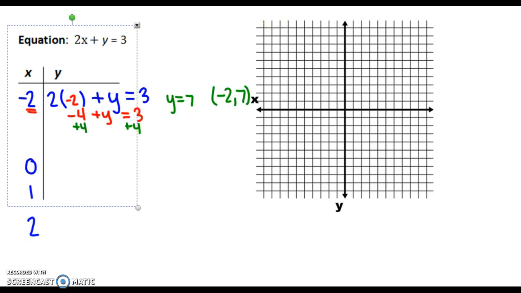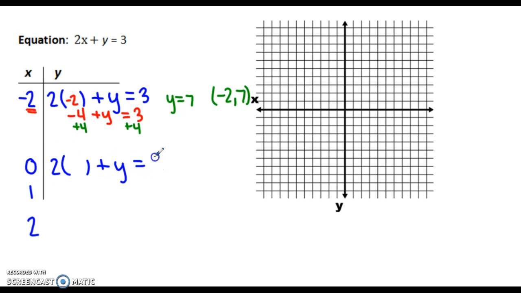So I'll bring those down. And I'm going to do it again. 2 times something plus y equals 3. Plugging in 0, because that's my x. 0 plus y equals 3. Well, that means y equals 3, and that's the ordered pair 0, 3.